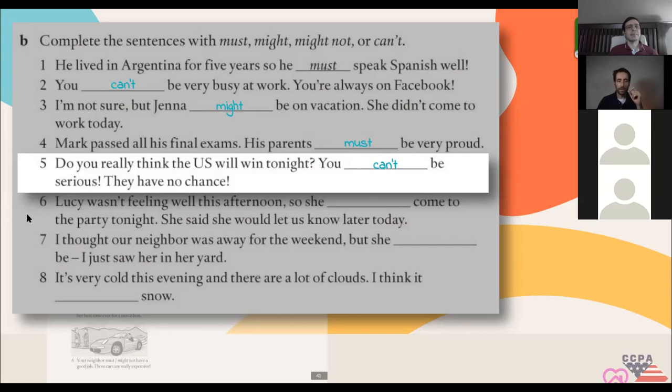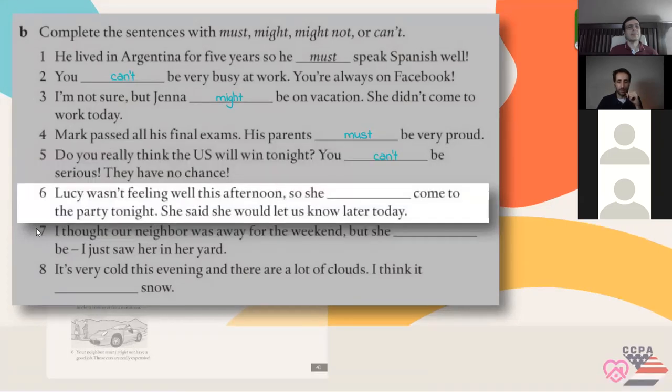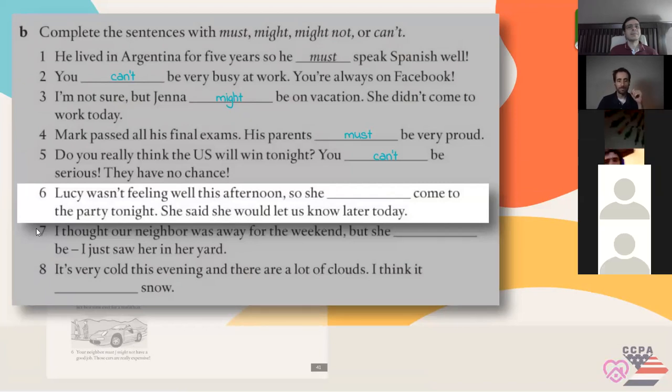Let's go to number 6. For number 6, this time, let's see. I lost my order, it keeps moving here, so I lose the names of the people. I don't remember the order. Fidel, please help me. Okay. Lucy wasn't feeling well this afternoon. She might not come to the party tonight. She said she would let us know later today. Exactly. This is me because I never want to guarantee my presence anywhere, so I might not come to the party.